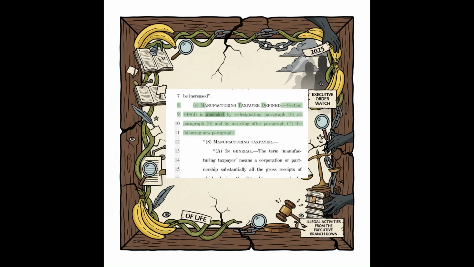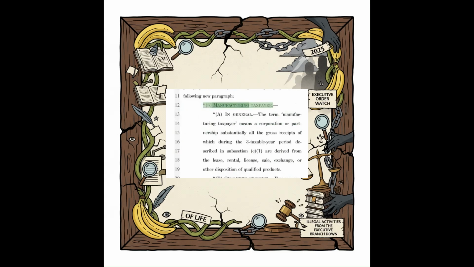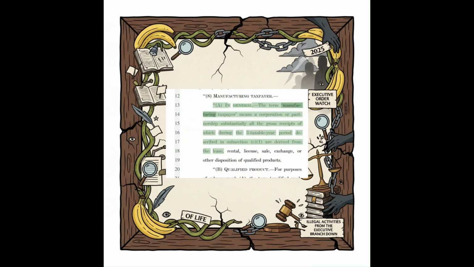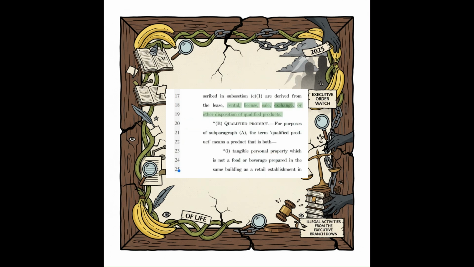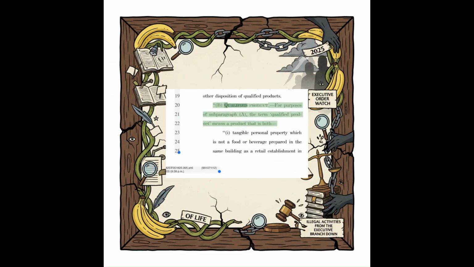Section 8448 is amended by redesignating paragraph as paragraph 9 and by inserting after paragraph the following new paragraph: Manufacturing taxpayer. In general, the term manufacturing taxpayer means a corporation or partnership substantially all the gross receipts of which, during the 3 taxable year period described in subsection, are derived from the lease, rental, license, sale, exchange, or other disposition of qualified products.